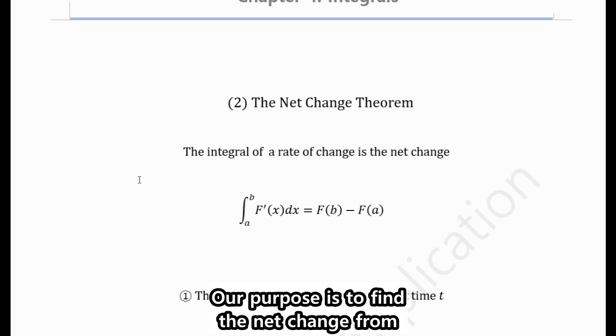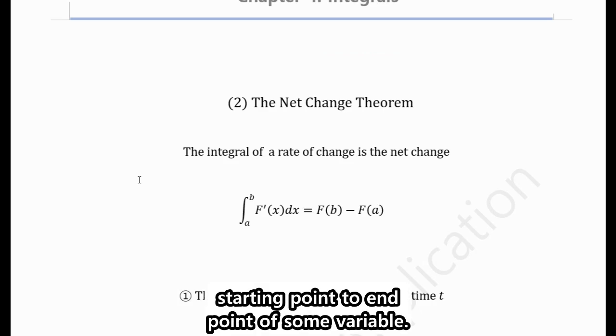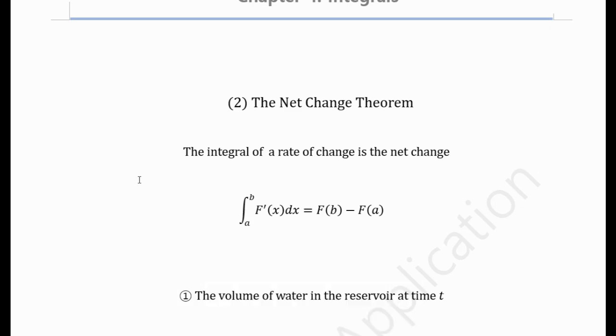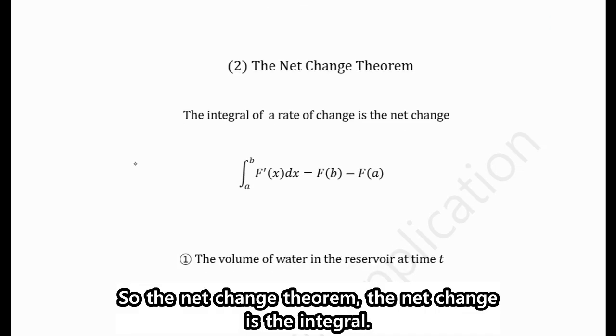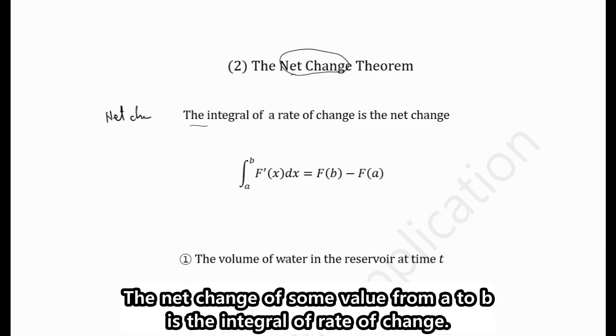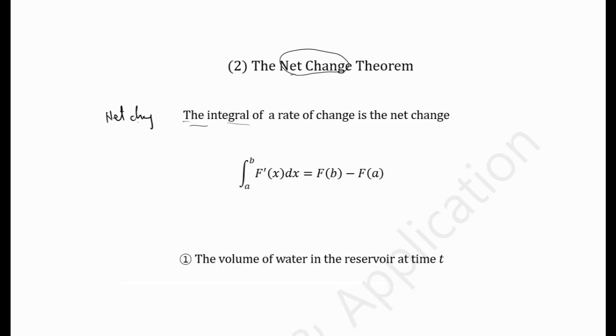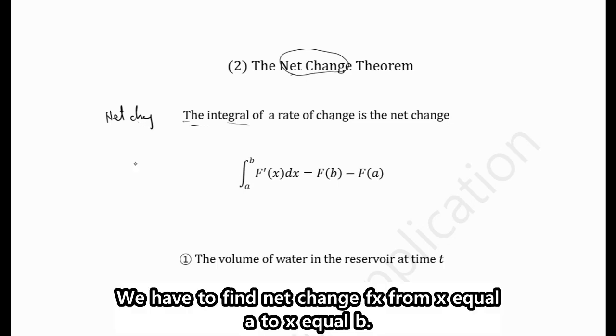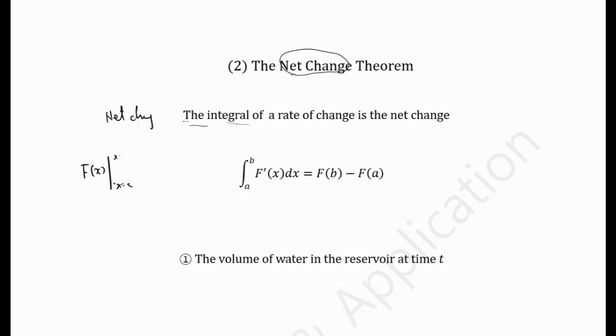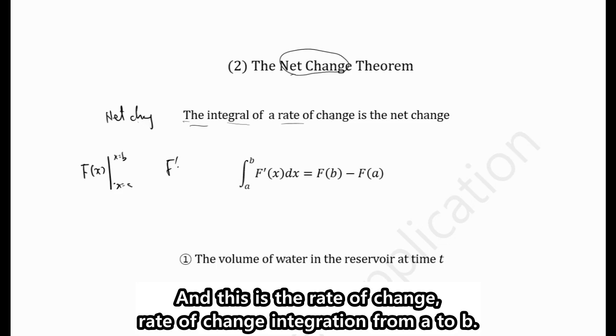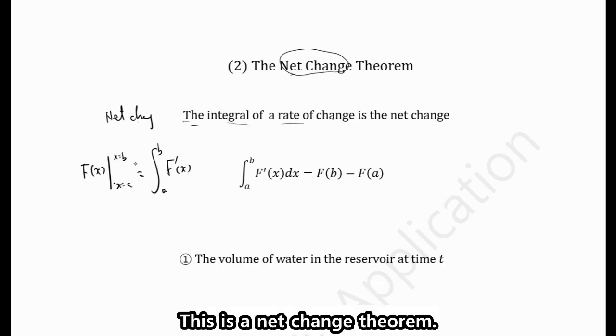Our purpose is to find the net change from starting point to end point of some variable. So the net change theorem: the net change of some value from a to b is the integral of the rate of change. We have to find the net change of f(x) from x equal a to x equal b, and this is the rate of change, integrated from a to b. This is the net change theorem.